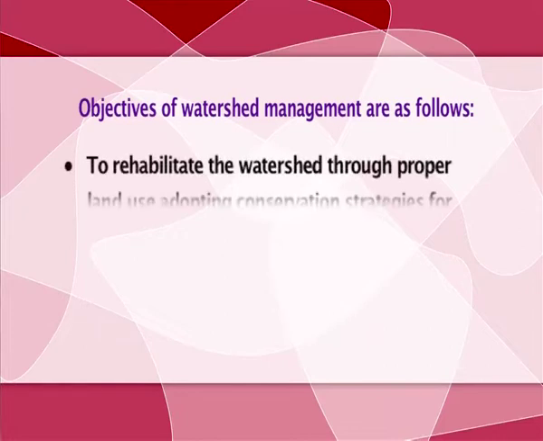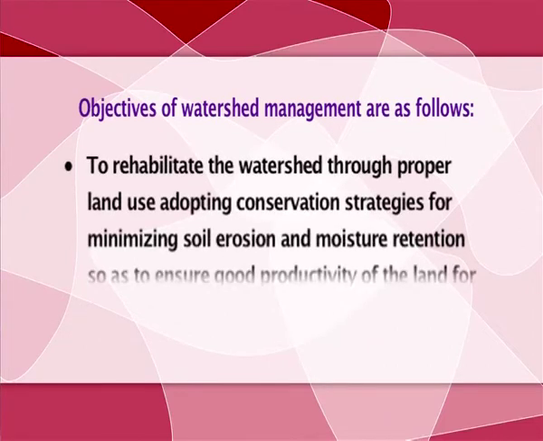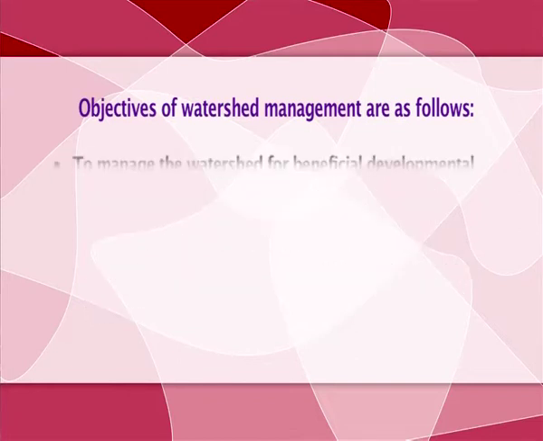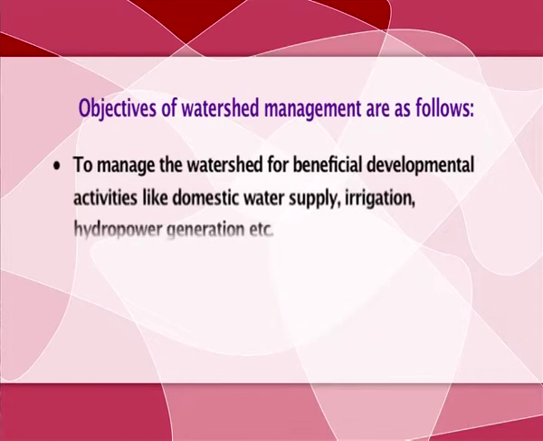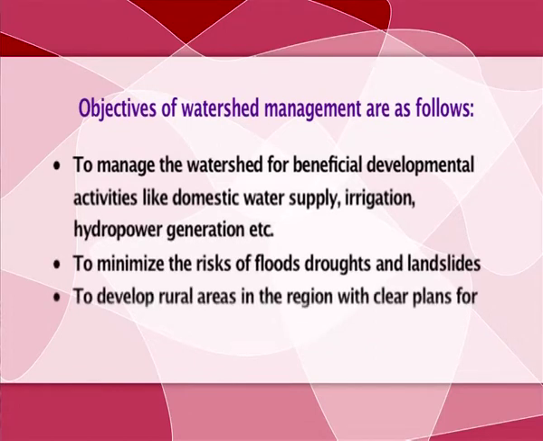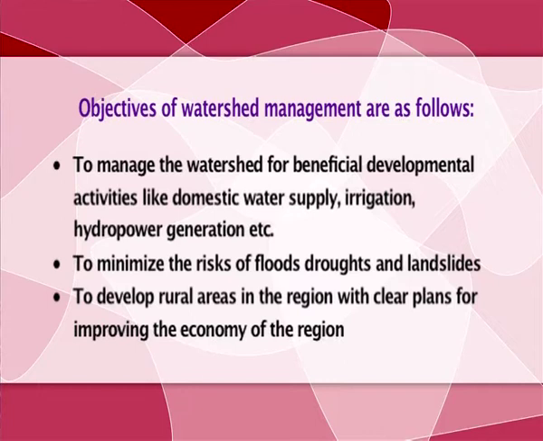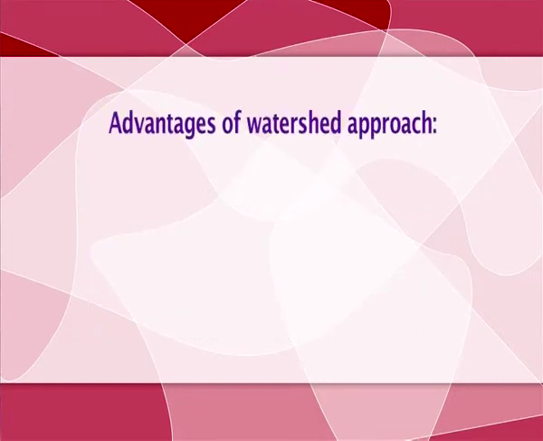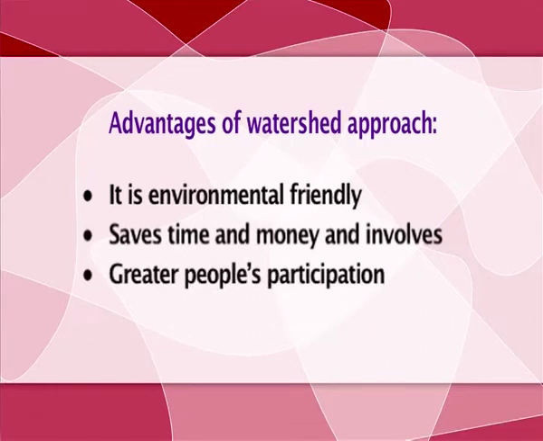To rehabilitate the watershed through proper land use, adopting conservation strategies for minimizing soil erosion and moisture retention so as to ensure good productivity of land for farmers. To manage the watershed for beneficial developmental activities like domestic water supply, irrigation, hydropower generation, etc. To minimize the risk of floods, droughts and landslides. To develop rural areas in the region with clear plans for improving the economy of the region. Now, advantages of the watershed approach. It's environmentally friendly, saves time and money and involves greater people participation.